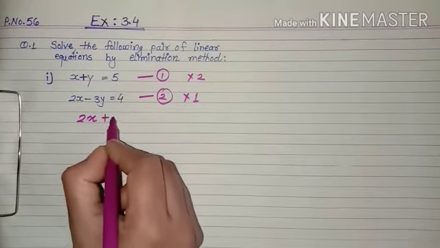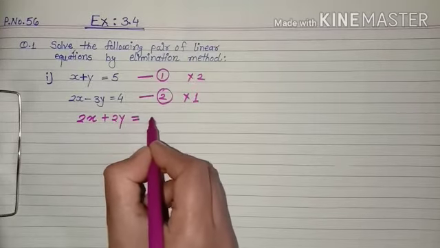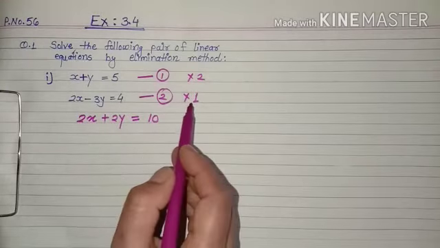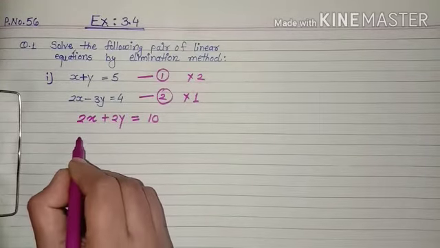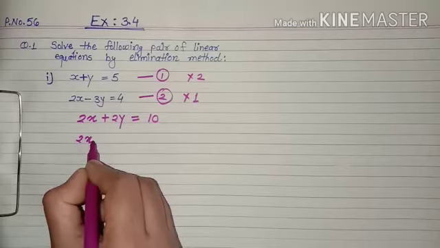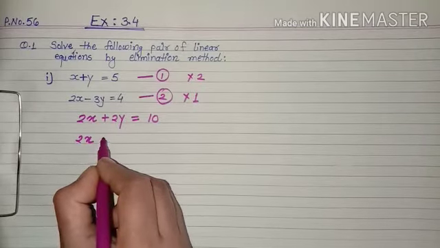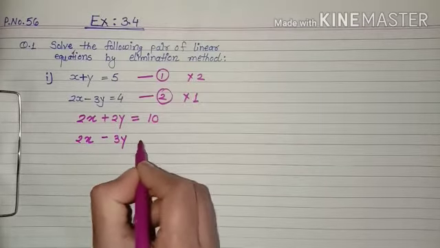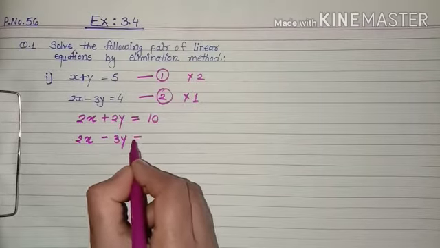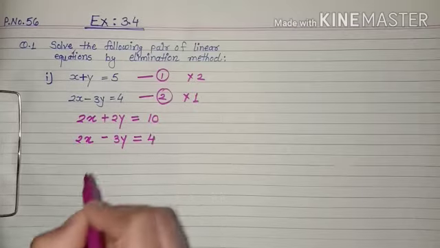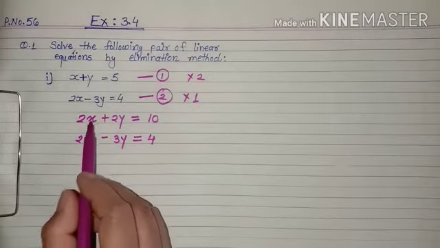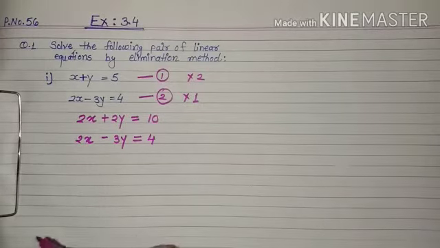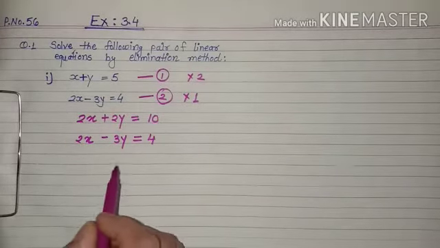2x plus 2y equals 5 2s are 10, and when you multiply the second equation by 1, we get the same equation, 2x minus 3y equals 4. Now the coefficient of x in both equations is equal. Now we have to eliminate this x.